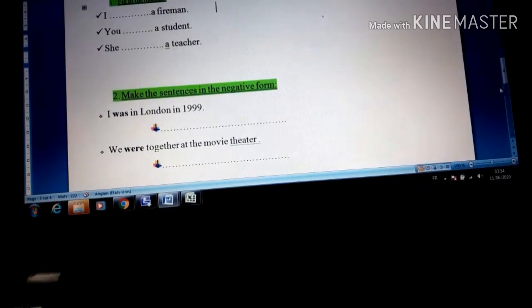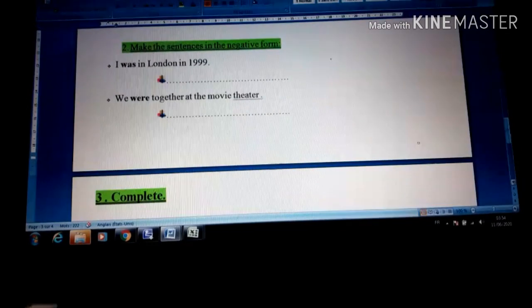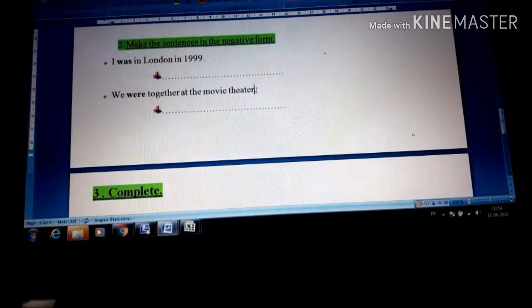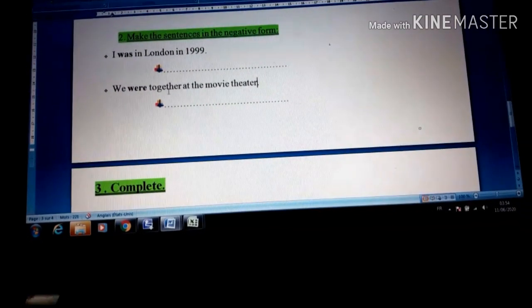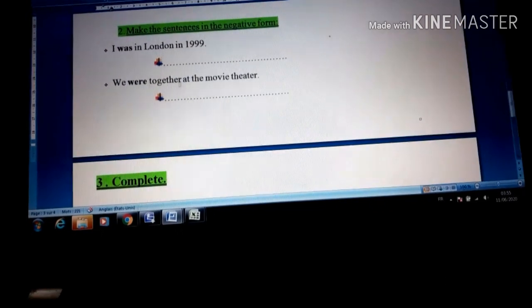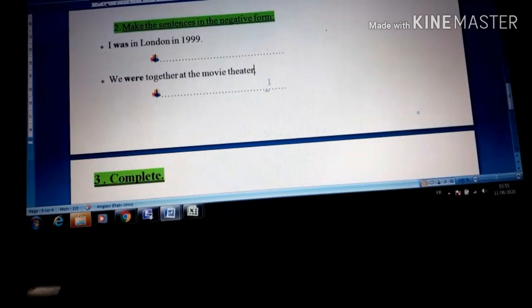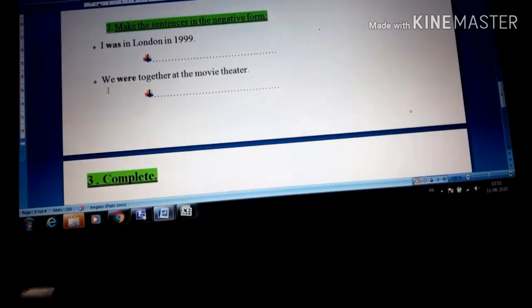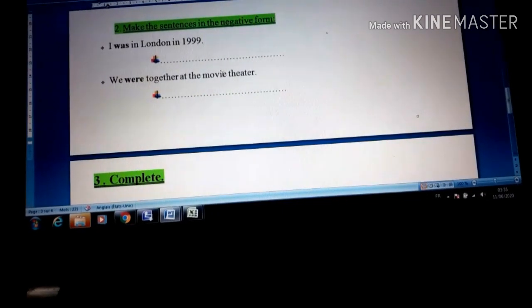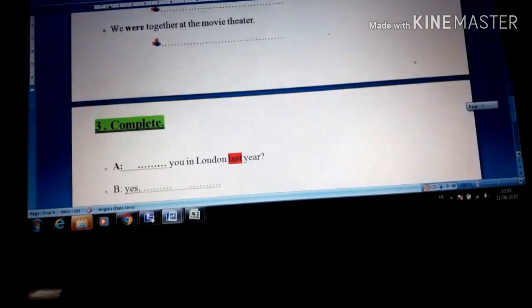Do you still remember the word? We were together at the movie theater. We were together at the movie theater. Movie theater means cinema hall or theater. We were together. Here you have to form it to negative form. And let's go to number three.